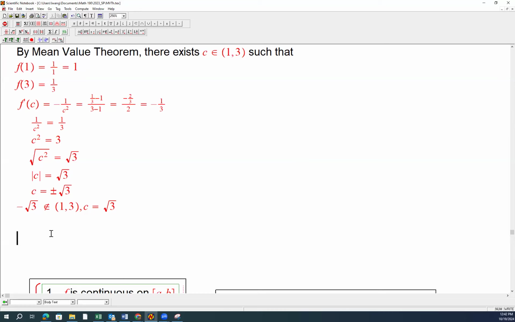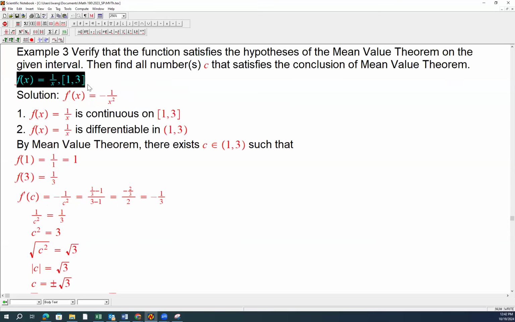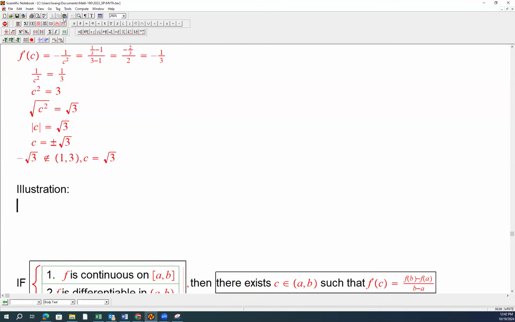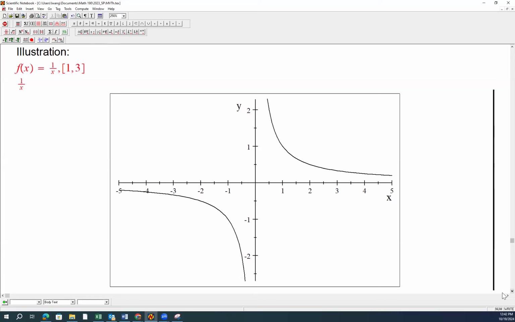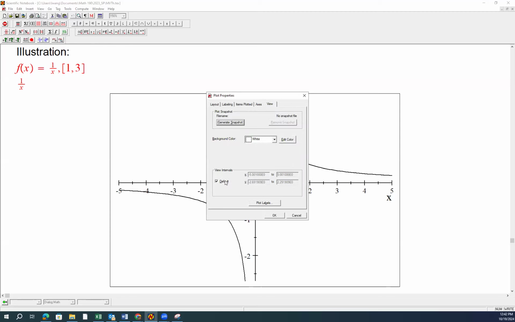Okay, so let's do some illustration. On this illustration, we're going to first graph the function on the interval between 1 and 3. So this function should be pretty familiar to us. Between 1 and 3, it has 2 pieces, so we don't have to worry about the other piece, right? We're just going to drop the other piece and only keep the piece that we want.